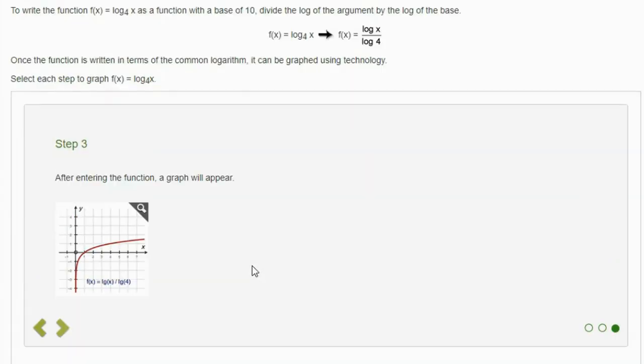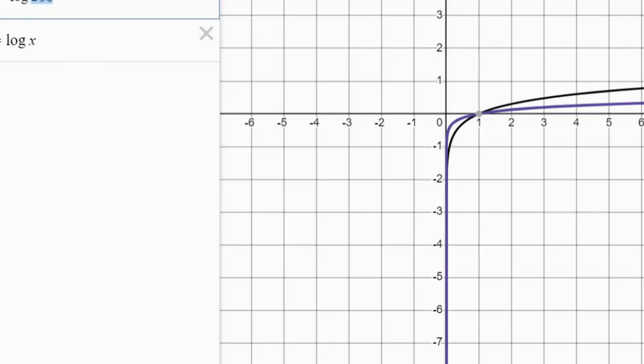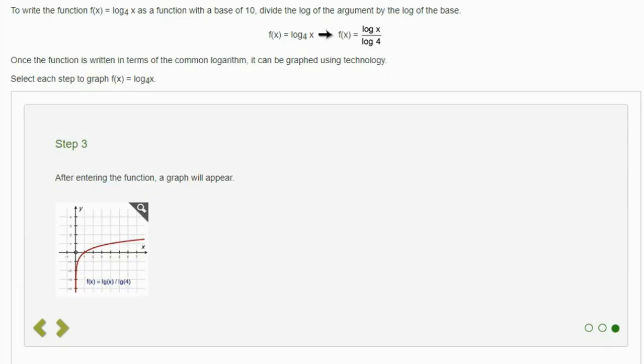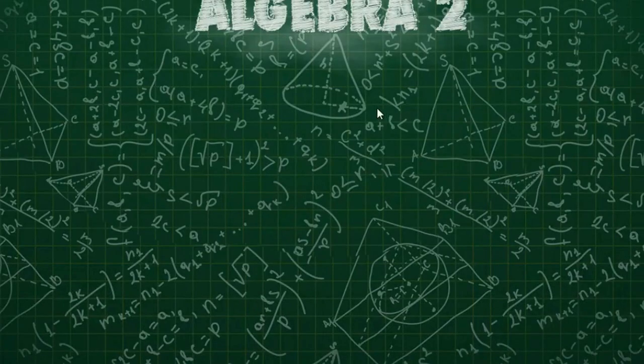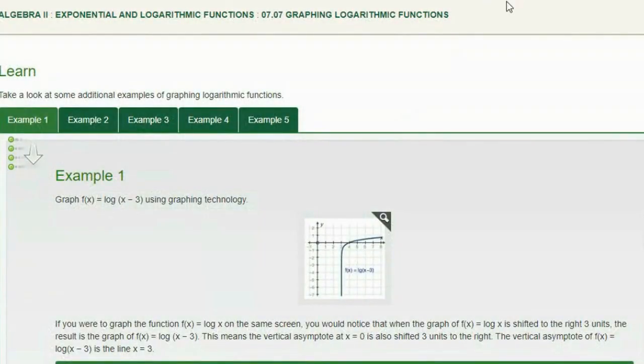And that's how you do it on a calculator or something, or even on Desmos. We did log x divided by log 4, just typing it in. All right, let's go to page 2. Very short lesson here. There's only 4 pages. Let's look at some additional examples.